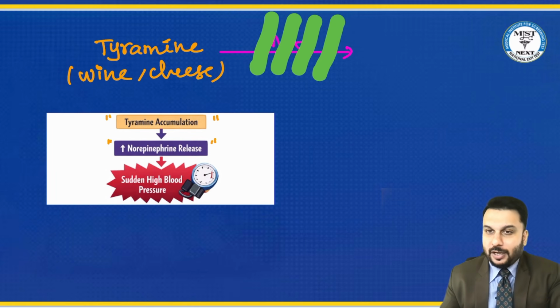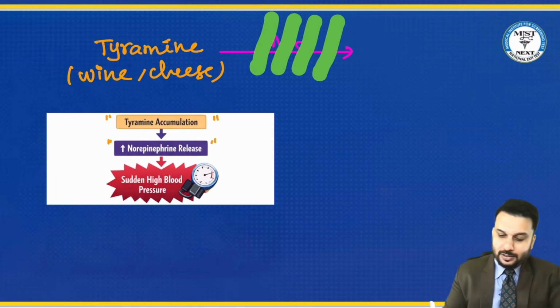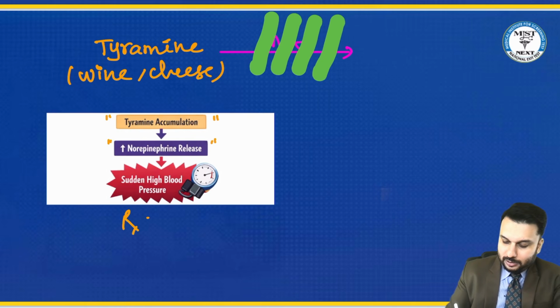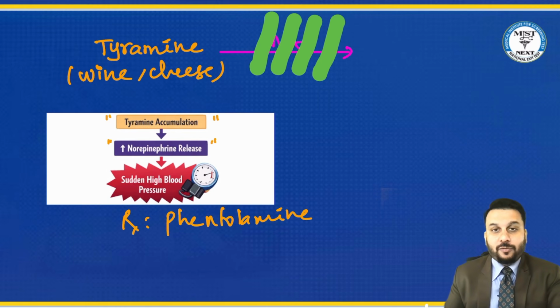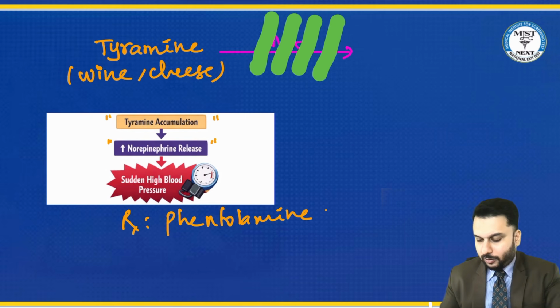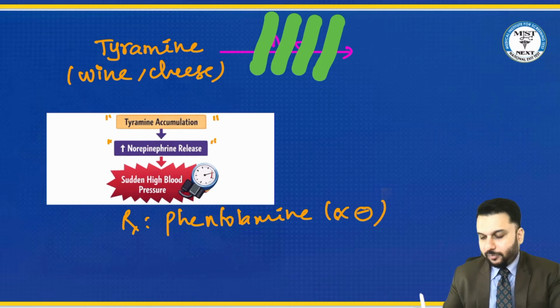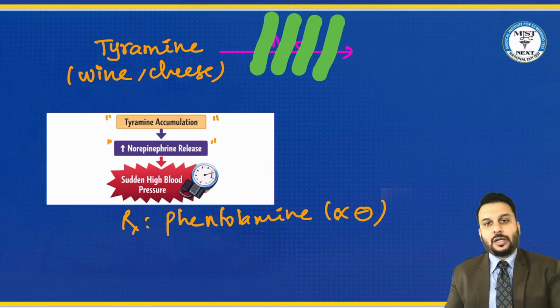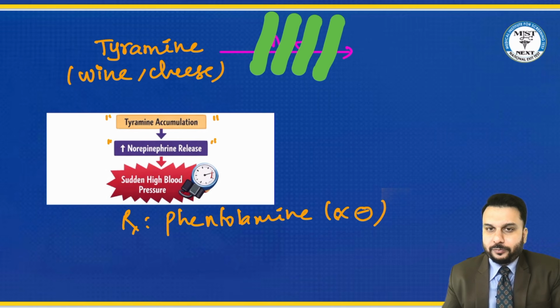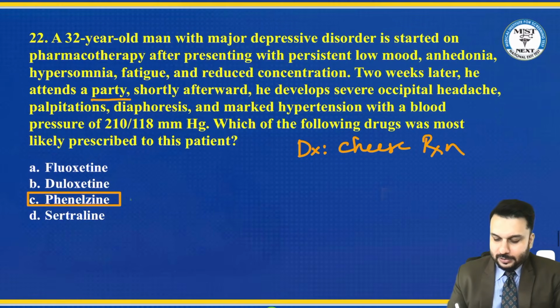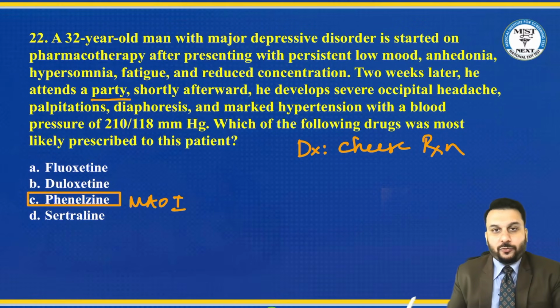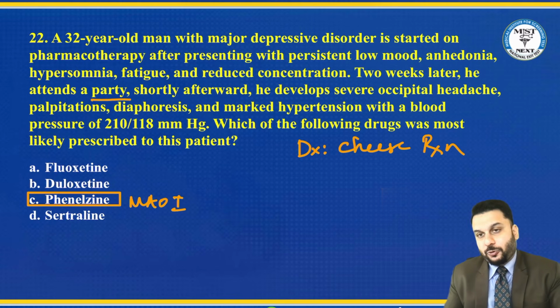This is called cheese reaction. And how do you treat this cheese reaction if they ask you? The answer is phentolamine. Okay, phentolamine. Phentolamine is actually an alpha blocker, a non-selective reversible alpha blocker, right? So that's all about this, sir. Okay. So that's why we chose the answer as phenelzine. Phenelzine is nothing but a MAO inhibitor type of drug. So MAO inhibitor plus tyramine leads to cheese reaction.